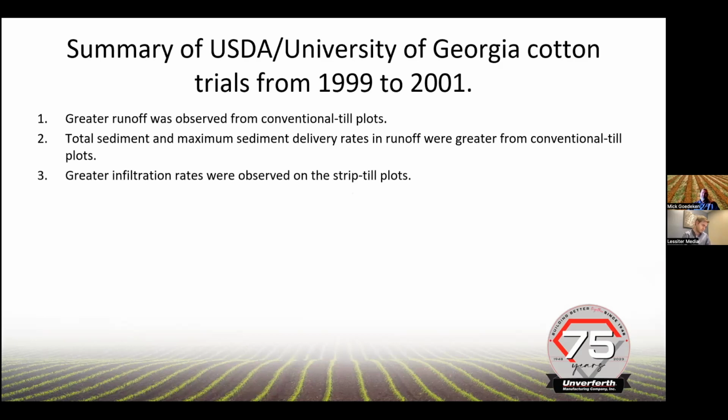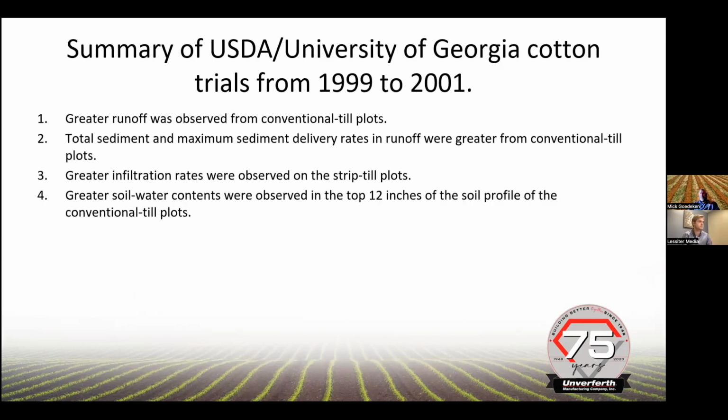Greater infiltration rates were observed on the strip-till plots. Greater soil water contents were observed in the top 12 inches of the soil profile of the conventional till plots. So they had more water in the top 12 inches. And when you read this, you're like, well, then there's more water there in the conventional till, so it's better. One thought that comes to my mind is that they produced more roots in that top 12 inches. Therefore, there was less moisture there because it went into the plant.